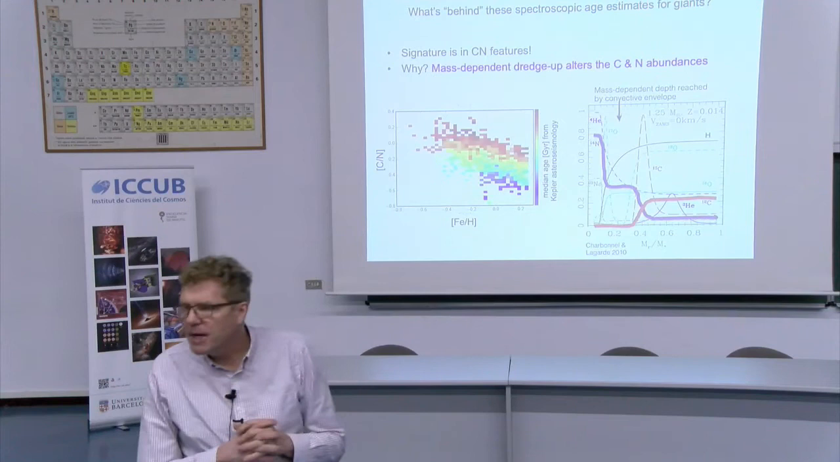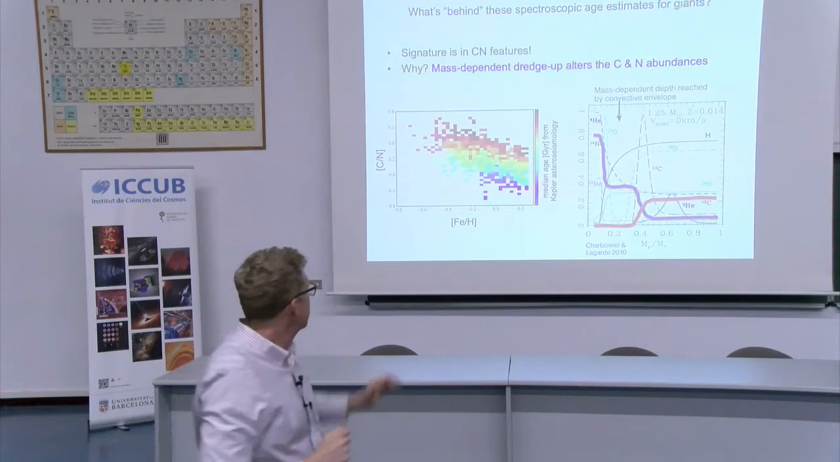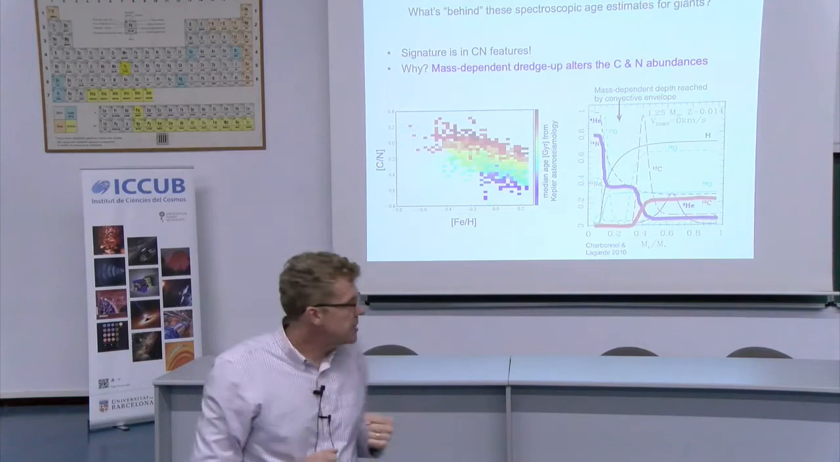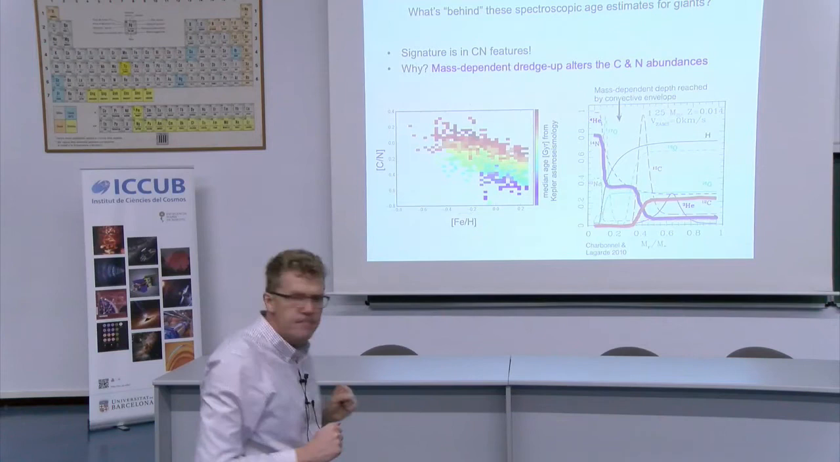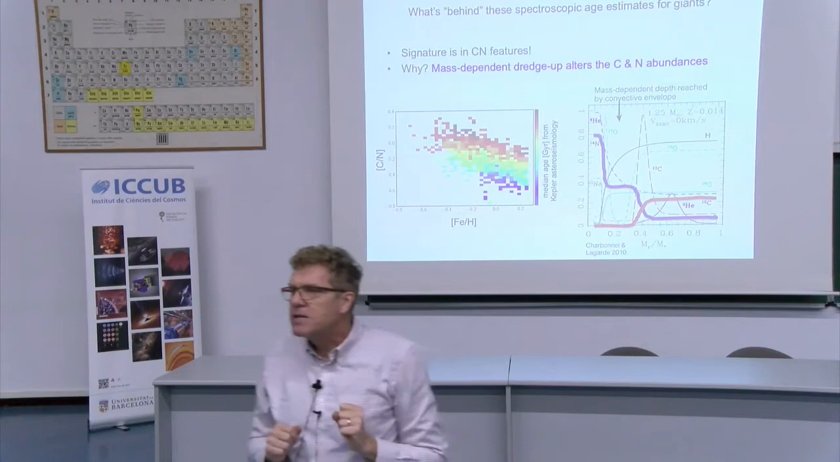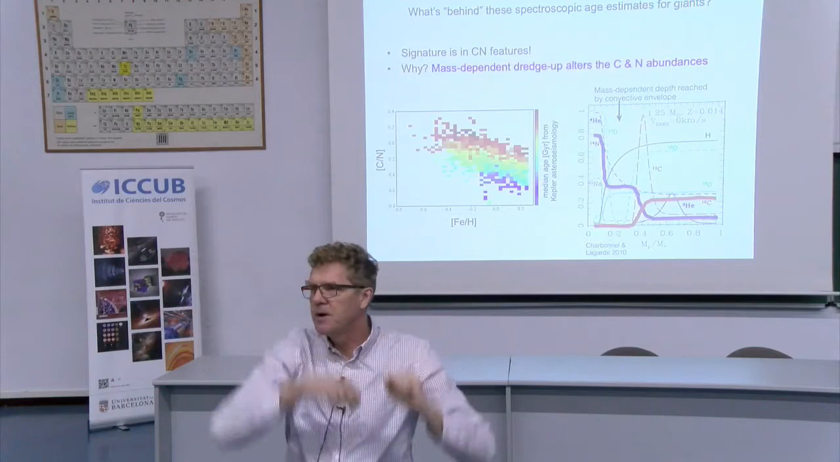This is the interior composition of a star. The x-axis is again a radial coordinate in mass fraction, and the y-axis is the composition in different elements. And of course, CNO things happen at the inside. And what happens during the dredge up is that very deep convection occurs, which dredges up material.